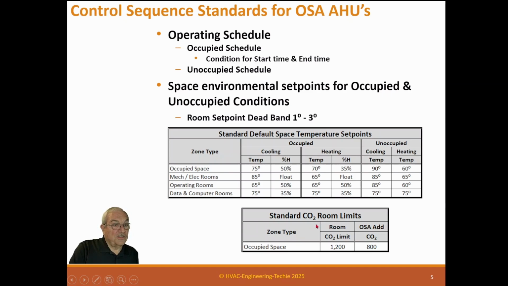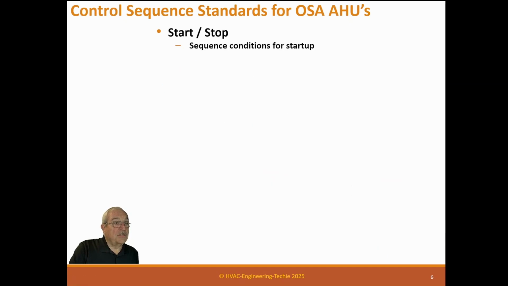And it just tells us that if you have a real high level of CO2, you may have a real high level of something else. So we use CO2 to control the total outside airflow, trying to keep it free of pollutants, which CO2 is not one of them. Start-stop control, that's one thing it needs.